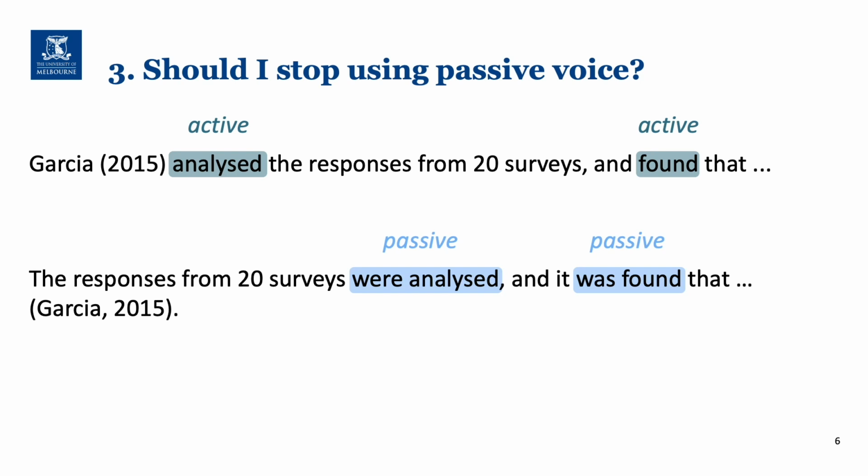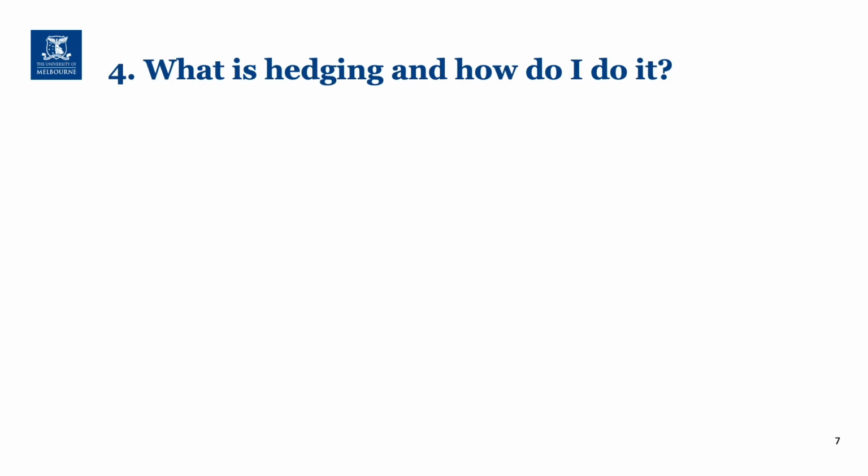The use of passive voice to hide responsibility and the potential for passive voice to make your writing unclear is why you might see advice suggesting writers avoid passive voice. However, remember that the passive voice is not a problem if you are using it to put the focus on an action rather than the person or thing doing the action where that is appropriate. Our fourth question is, what is hedging and how do I do it?